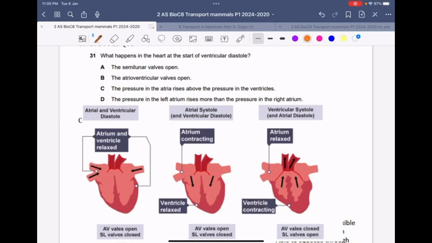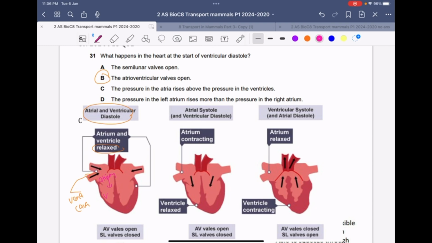In the heart at the start of ventricular diastole, the answer is B. So at this stage, diastole refers to both the atria and ventricles being relaxed. This is the stage where the heart receives blood from the vena cava. The deoxygenated blood is transported from the vena cava back to the atrium of the heart. Then from the atrium, it will go to the ventricle later.